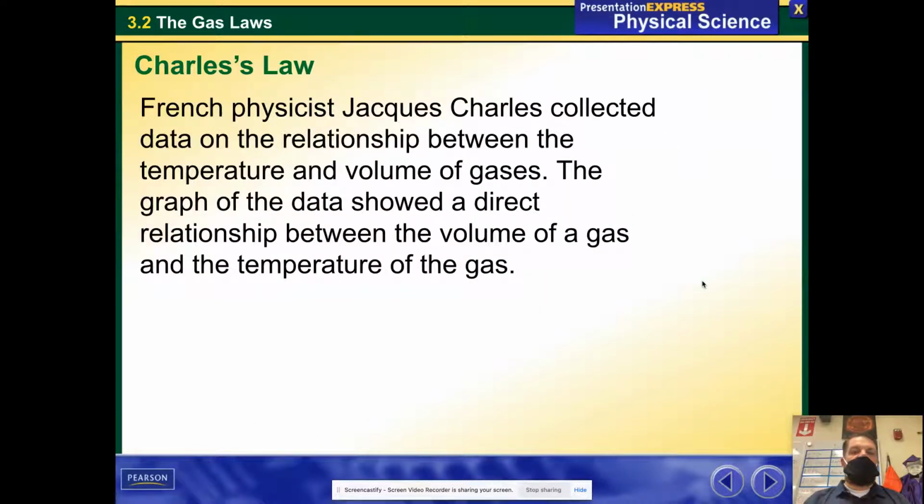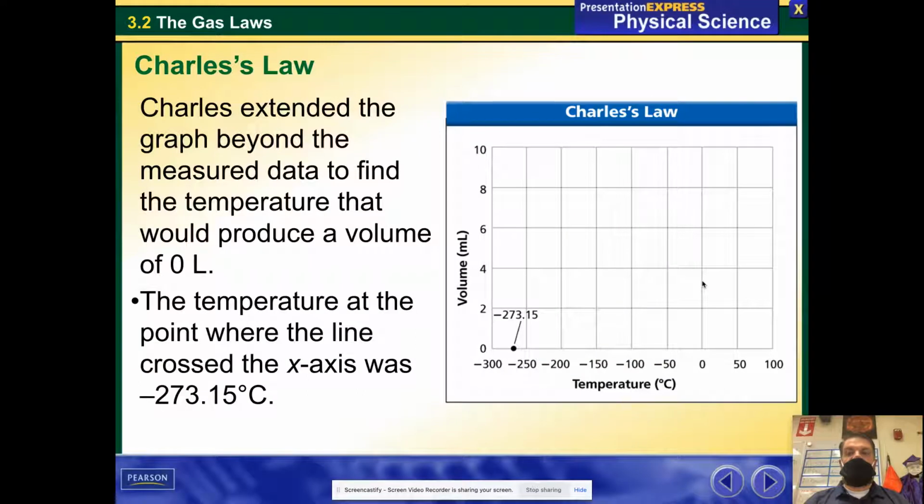So this French physicist, we'll just say Jacques Charles, collected data on the relationship between the temperature and the volume of gases, right? It's called Charles' law. The graph of the data showed a direct relationship between the volume of the gas and the temperature of the gas. Okay? So Charles' law basically shows a trend, right? And the extended graph beyond the measured data defines the temperature that will produce a volume of 0.